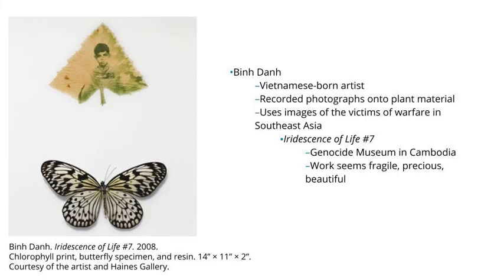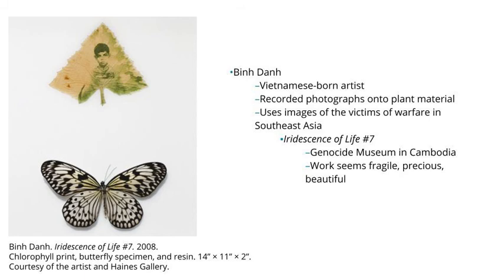This is another photographer that pushes the limits of photography. This is Binh Danh. I hope I'm saying that right. This is a Vietnamese artist who recorded photographs onto plant material by putting negatives over the plants and then exposing them to sunlight. The parts that were exposed to sunlight through the negative yellowed and became dull over time, and the chlorophyll was preserved on the parts where the negative was dark, so he's able to print these images onto the leaves themselves.